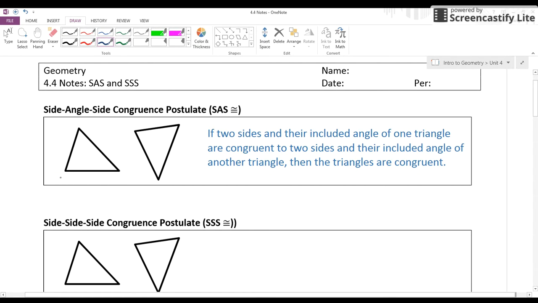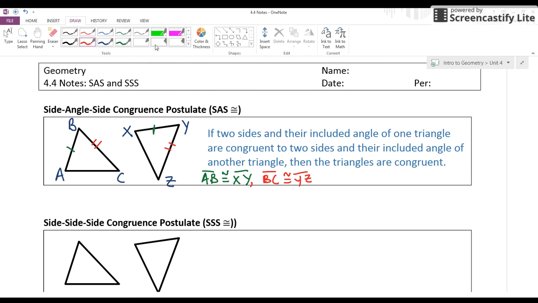Let's go ahead and call this triangle ABC, and then the second triangle XYZ. All right, so you need to be given, again, 3 things to conclude the triangles are congruent. So again, 2 sides and the included angle. For example, if we are given AB is congruent to XY, that's one pair of sides. We could also be given that BC is congruent to YZ.